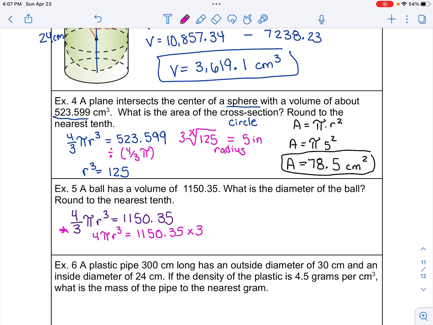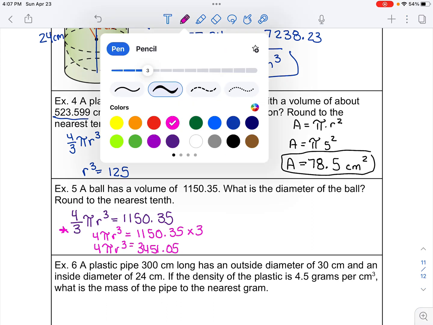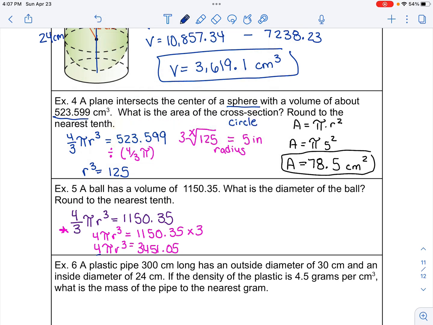So then I would have 4 pi r cubed equals 3451.05. Okay. If I got rid of that fraction, then I would divide by the 4. So then I'd have pi r cubed. Again, I'm just doing these out. If I don't have that fraction button, how could I do this individually?